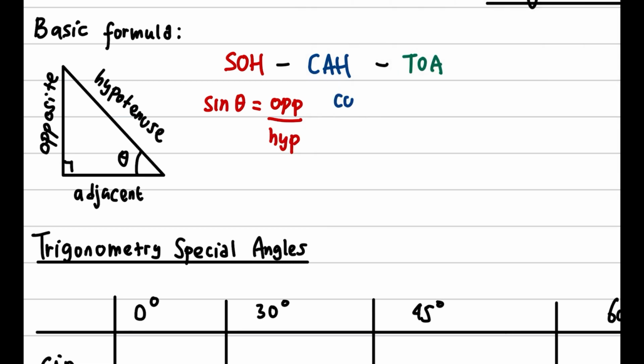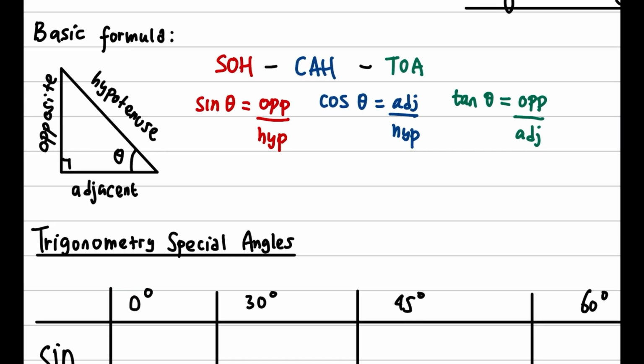You can use CAH to write down the formula of cos theta. Cos theta equals adjacent over hypotenuse. And the last one is TOA for tangent. So tangent theta equals opposite divided by adjacent. Now, you can calculate the value of sine, cosine, and tangent for any angle you have, as long as you have the triangle and you have the opposite, adjacent, and hypotenuse.